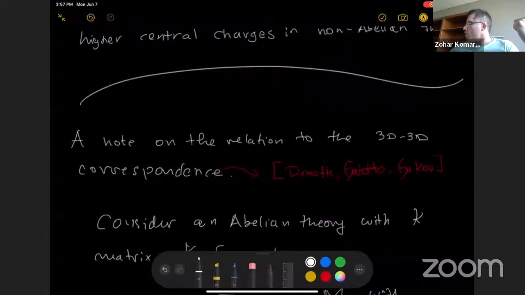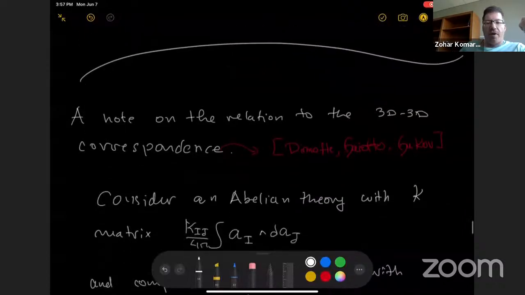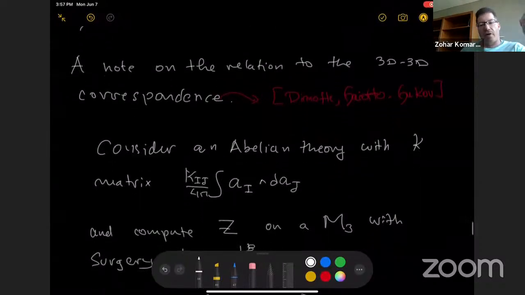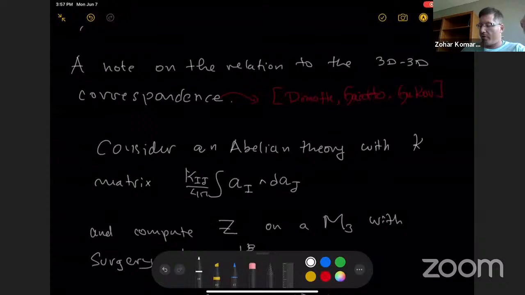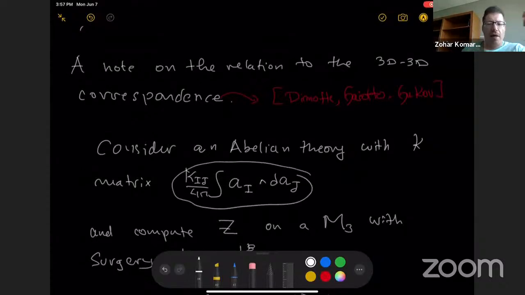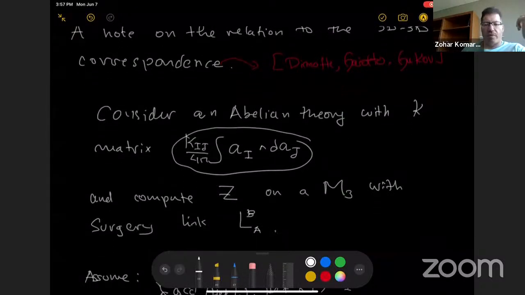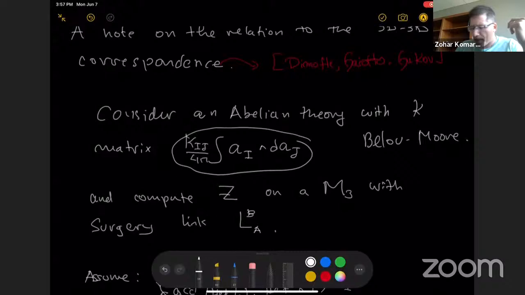I'll finish with one last comment about a possible relation to the 3D correspondence. For abelian theories, you can specify them with the K matrix, and you don't lose any generality by doing that. This was shown many years ago, and you can look at Belov and Moore for references and proofs.